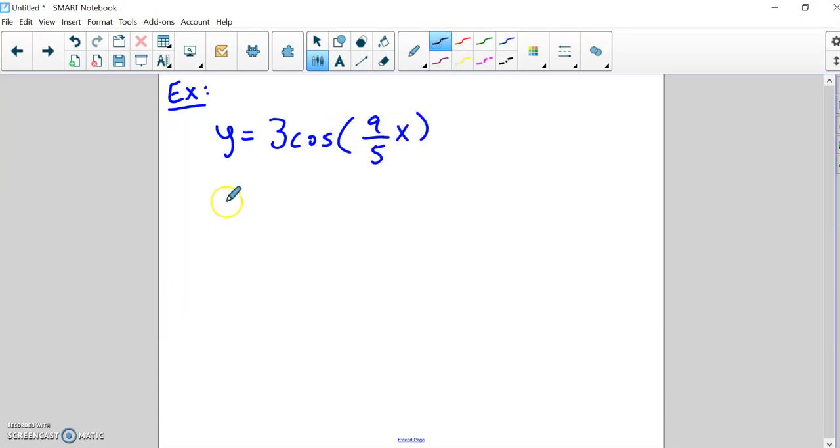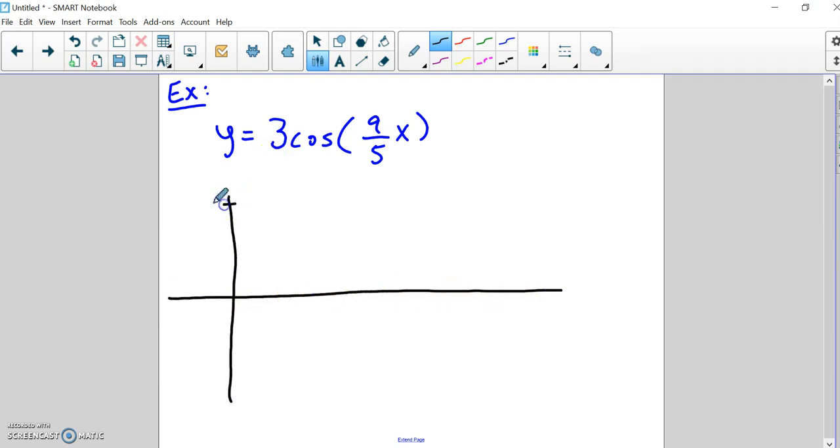Okay. So let's start out by getting our amplitude on the graph here. Okay, our amplitude is 3, so this is going to go 3 and -3. And just so that you can see this, let's actually make this a negative cosine curve. Okay, so put a negative out on the front.